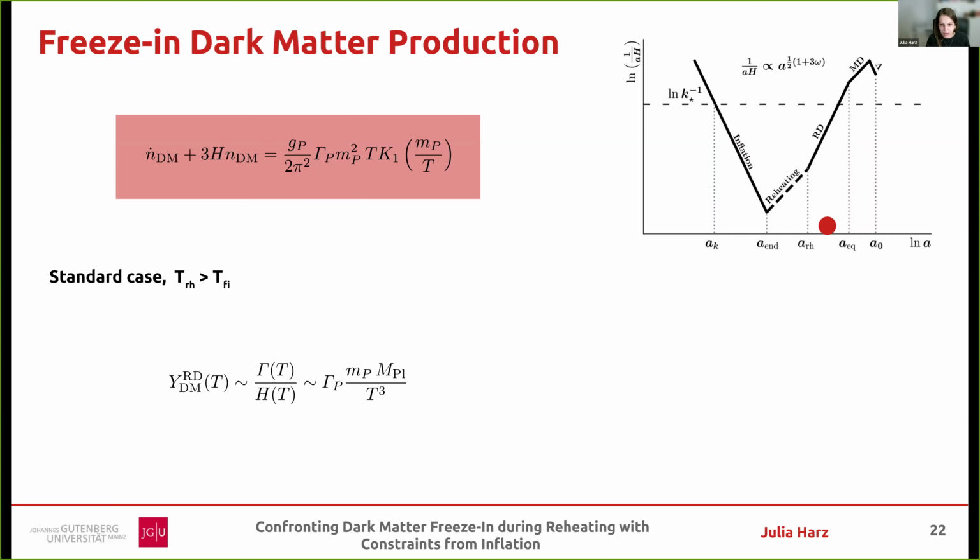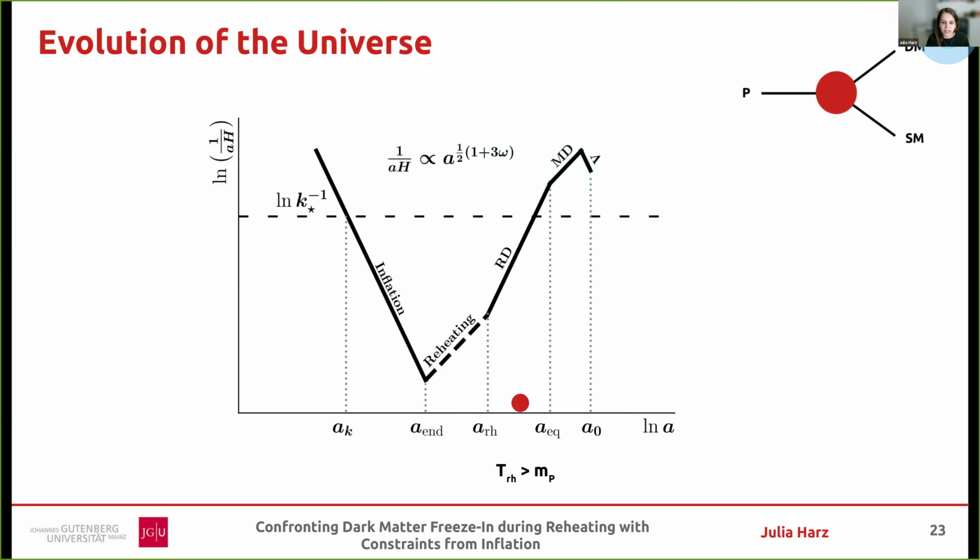But as I said, now we want to look at how this changes when we go from producing it in the radiation domination to producing it during the reheating phase. So now, per definition, the parent particle mass is larger than the reheating temperature.